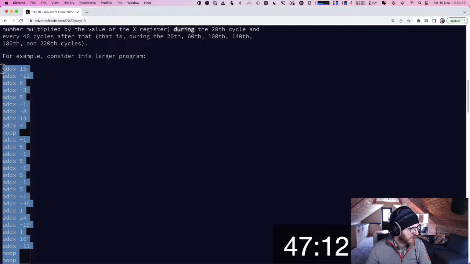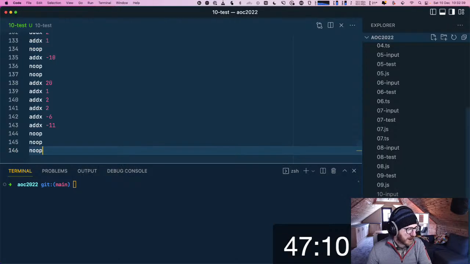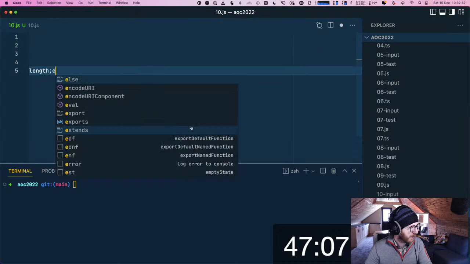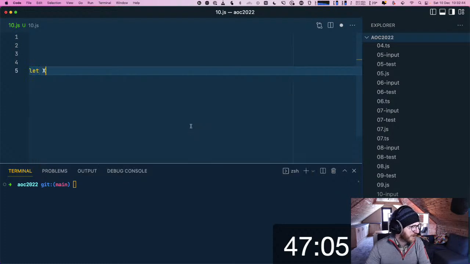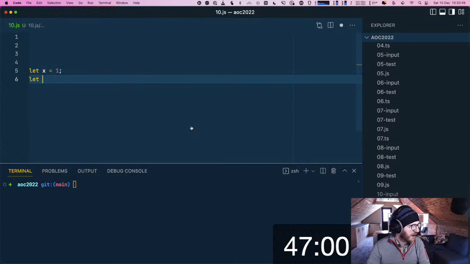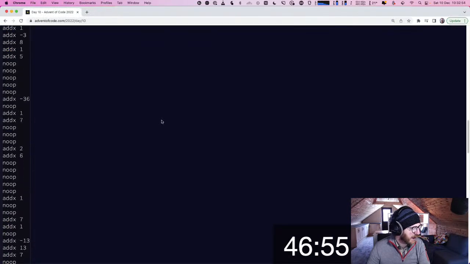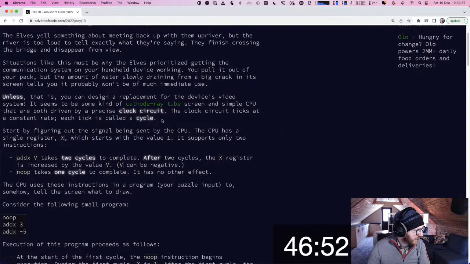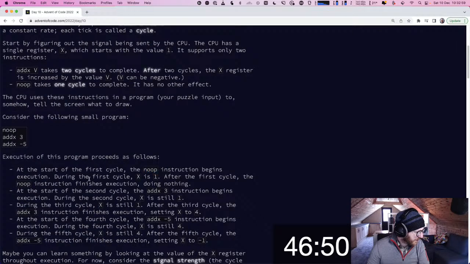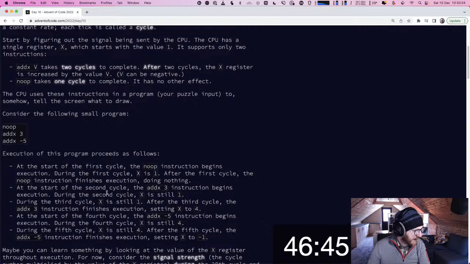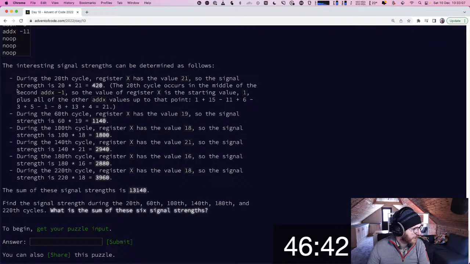So as it goes, there's 2 things that we're keeping track of. We're keeping track of the value of the X register, which I'll just call X, which initially starts at 1, and we're keeping a value of the cycles, which I think starts at 0, but we'll see in a sec. Is that right? No op starts it, so the no op begins during the first cycle. X is 1. After the no op starts the second. Yeah, okay, so X equals 1. Right. That all happened during the 20th cycle.